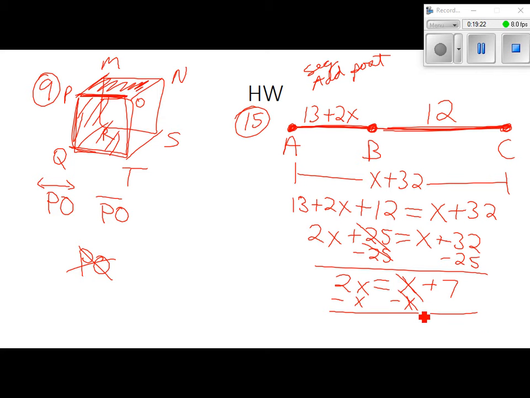Why was the other one so much longer? What's 2x minus x? X. What's left on the other side? 7. So x equals 7. The other one was harder because it had x squared in it. It was a quadratic, not just a regular equation.